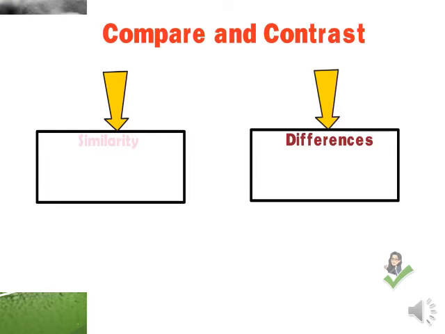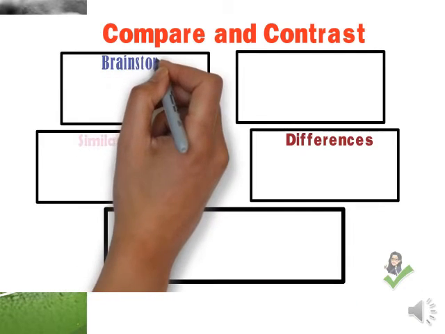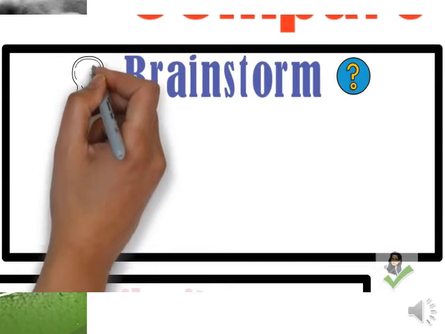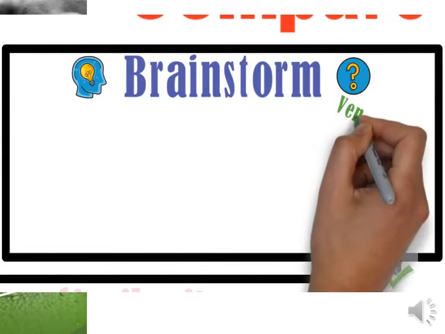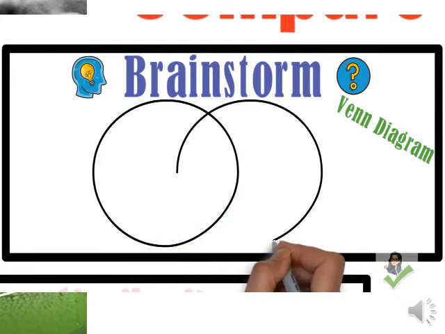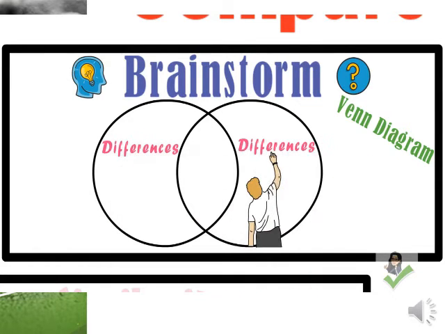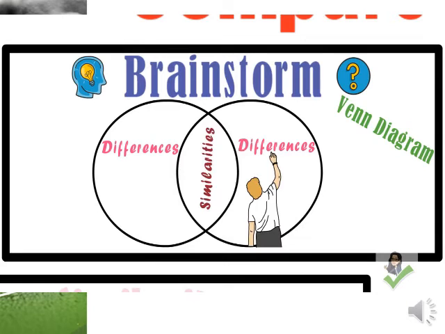So let's get started. Now the first step is to brainstorm your ideas, because this is going to encourage you to come up with different thoughts and ideas. And the best way to do so is to draw a Venn diagram. Draw two overlapping circles, one for each of the subjects that you're comparing. Write the differences in the edges of the circles and the similarities in the overlapping space. This is a great way to organize your thoughts.